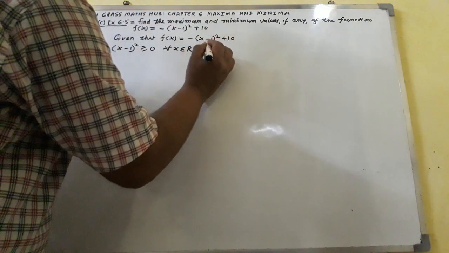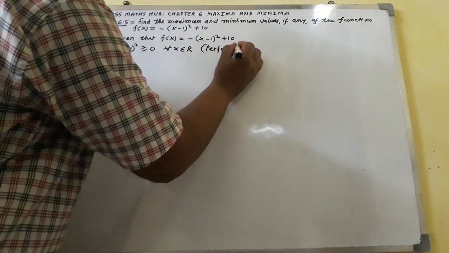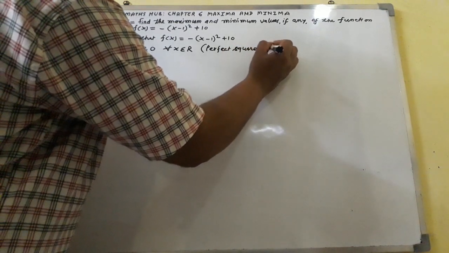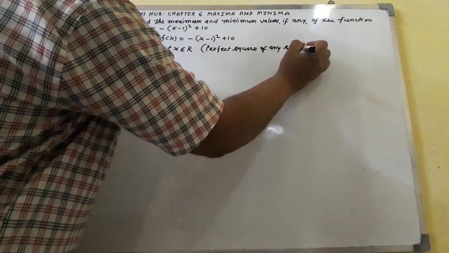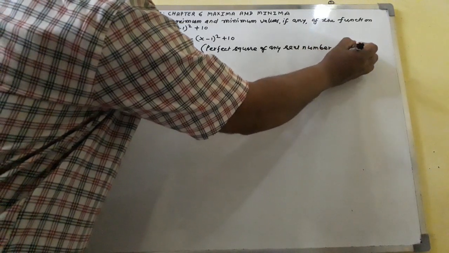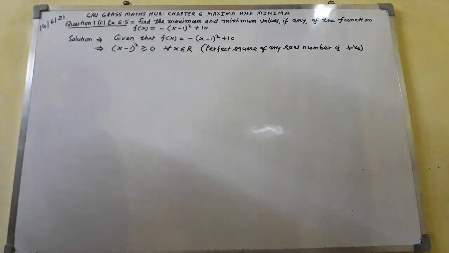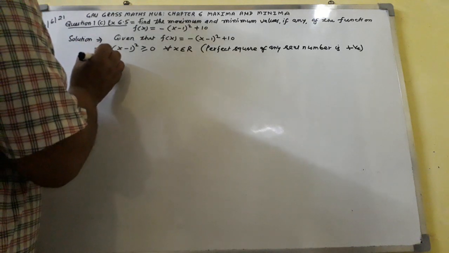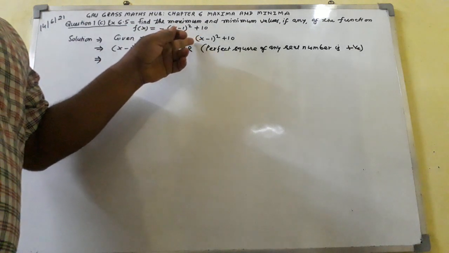So here I shall write: perfect square of any real number is positive. Again I shall write, implied that, here you can see the first term has the negative sign.